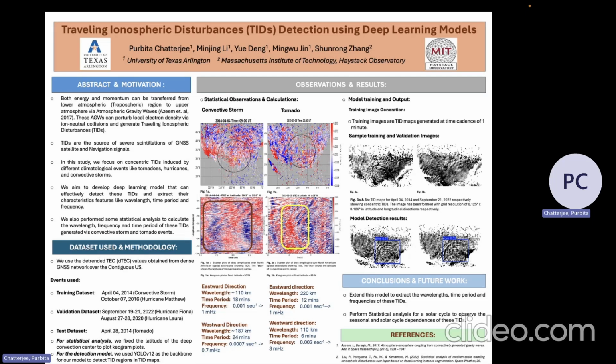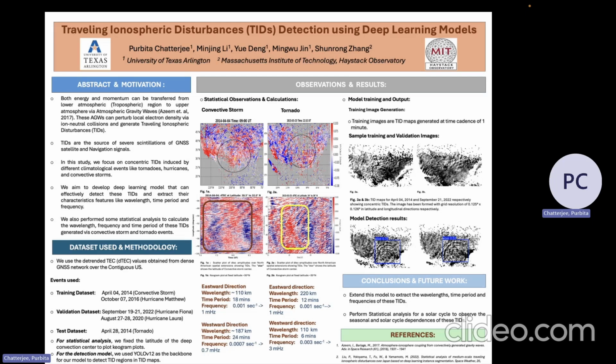When it gets forced from the lower atmospheric side, that is basically from the tropospheric side, climatological events like hurricanes, tornadoes, and convective storms are mostly responsible for that. Because of these hurricanes and tornadoes, atmospheric gravity waves get generated, and they are capable of transferring energy and momentum from the lower atmospheric region to the higher atmospheric or ionospheric regions.